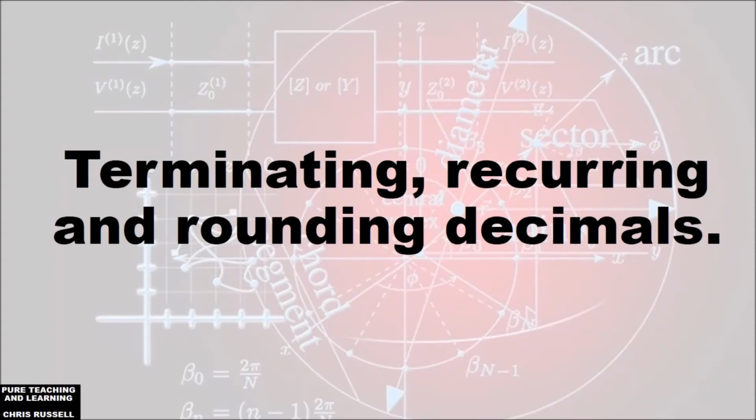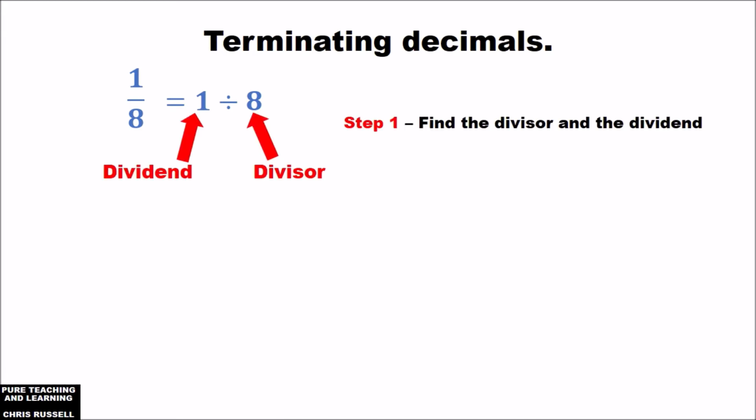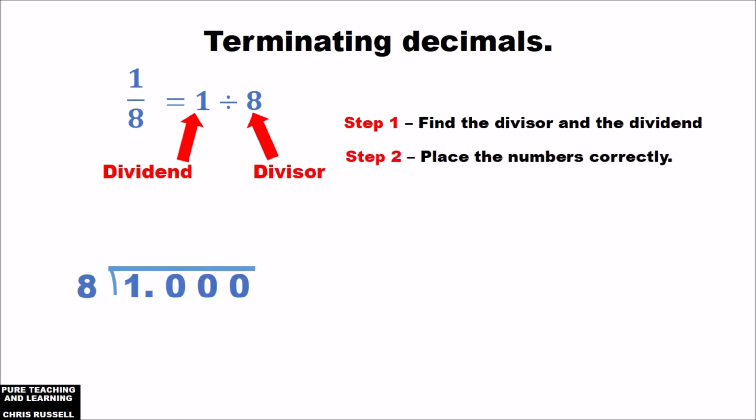Terminating and recurring and rounding decimals. Terminating decimals. Here we got 1/8. We can change that to 1 divided by 8. So the first step is to find the divisor and the dividend. Step 2, place the numbers correctly to be ready for short division.